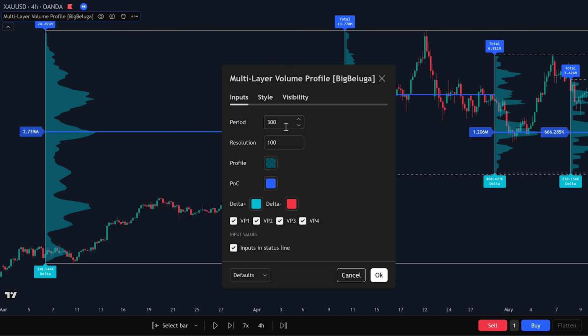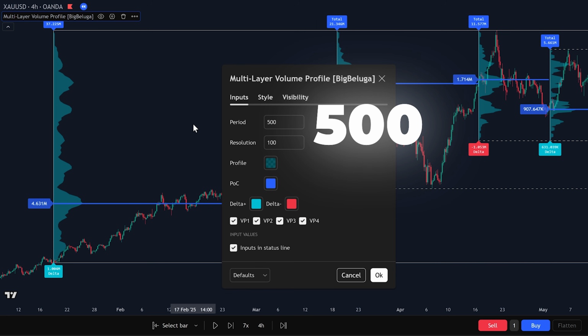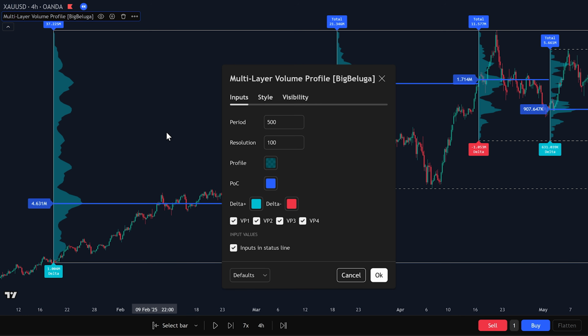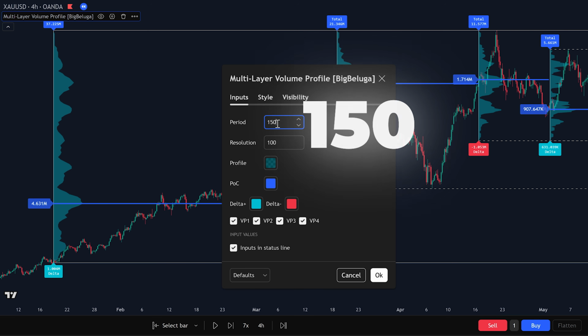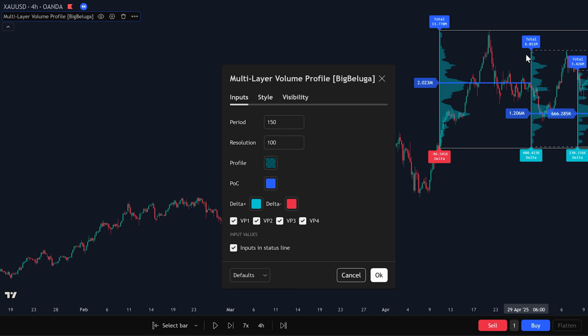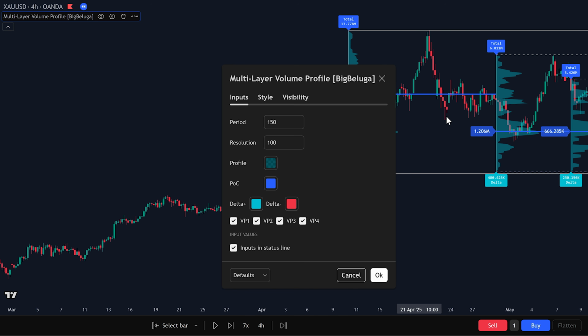This is the Inputs tab, and every control here changes what you see on screen. Period tells the profile how many candles to read. If you increase the number to 500, the profile stretches farther left and captures more history, so you'll see the bigger, macro shelves that swing traders care about. If you decrease the number down to 150, the profile hugs only recent action, giving you a tight intraday snapshot. Or you can leave it at 300 and get a balanced look that works well on most 4-hour charts.